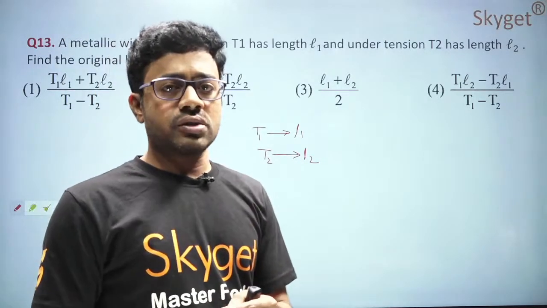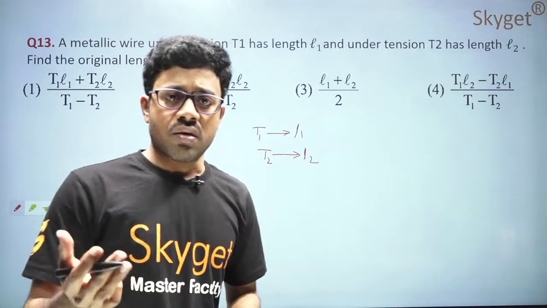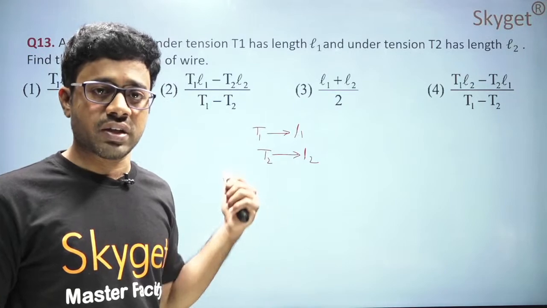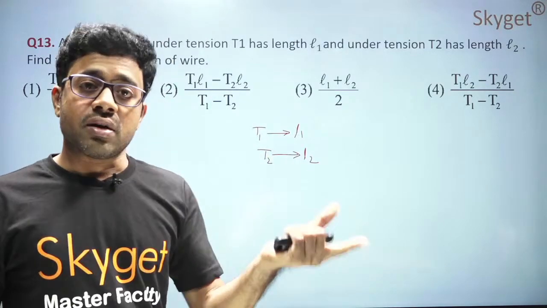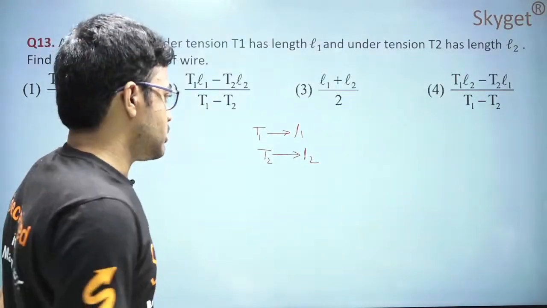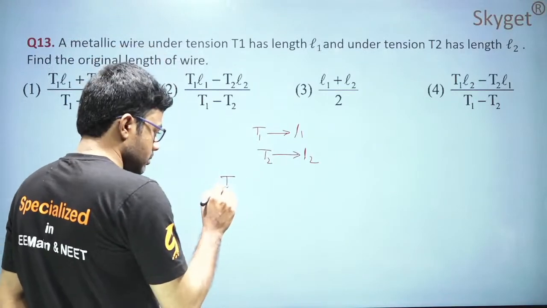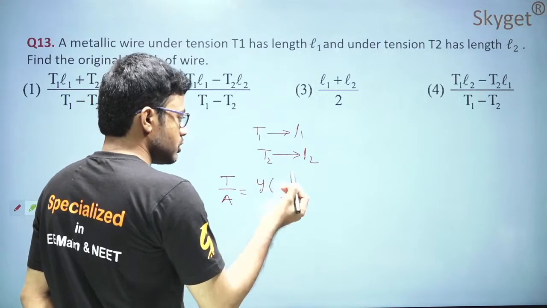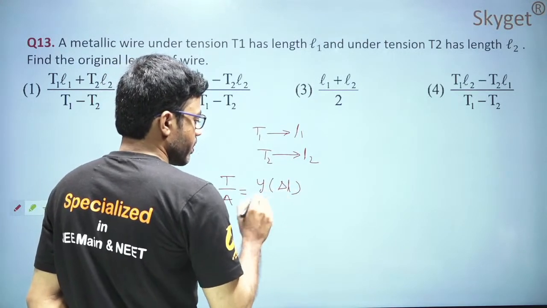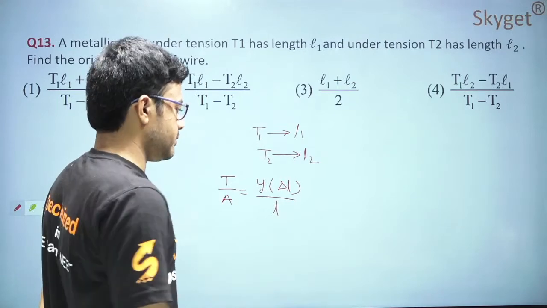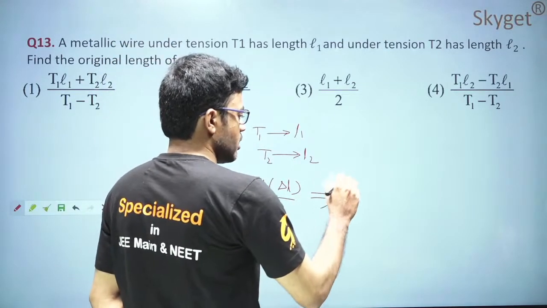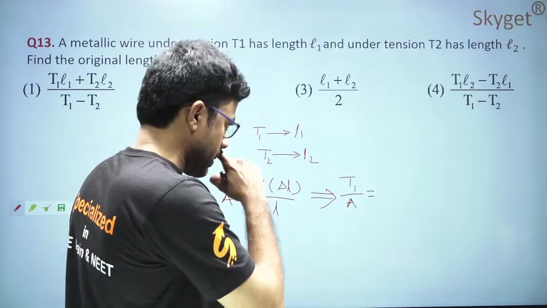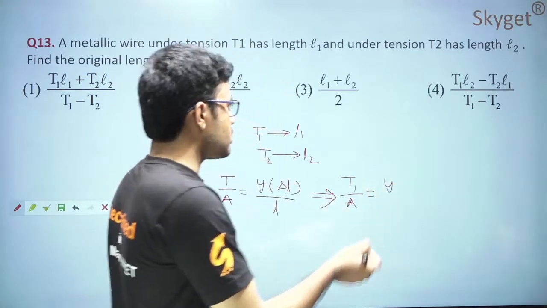In what process do you have to find this original length of the wire? Here you have to take the Young's modulus, because there is a relationship between the tension and the length, and obviously the change in the length. So you can write tension by area is equal to Young's modulus Y into change in the length delta L by L. From this you can write T1 by A is equal to Y into the change in the length.